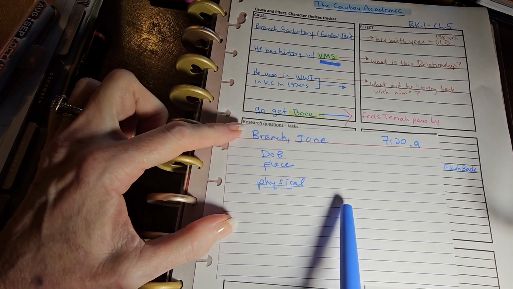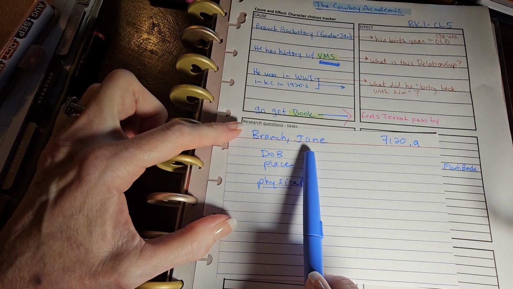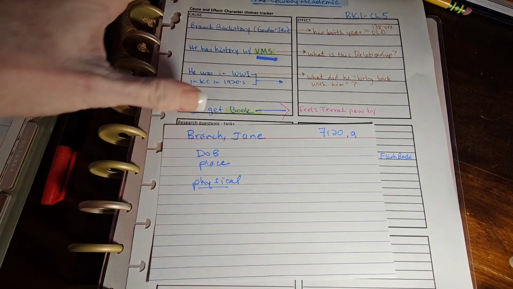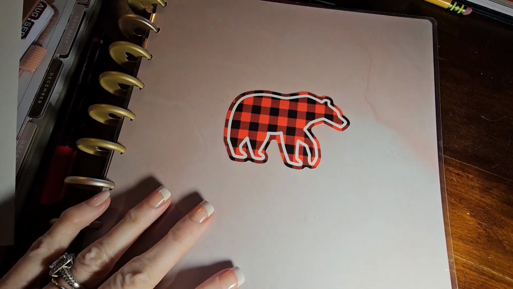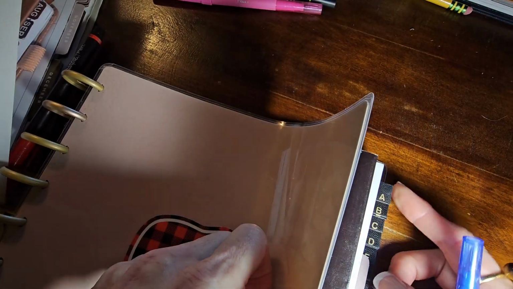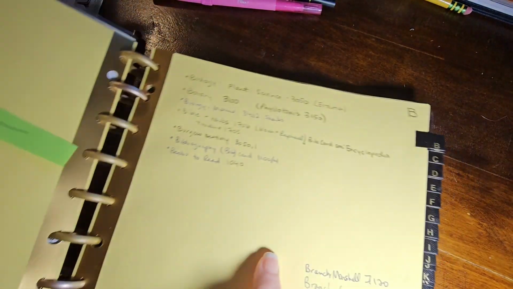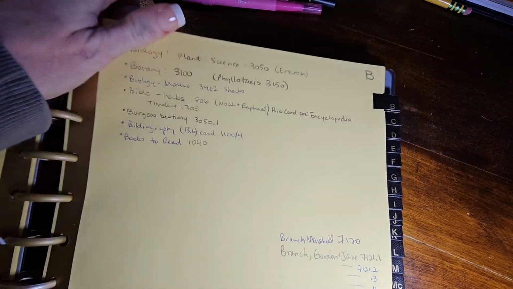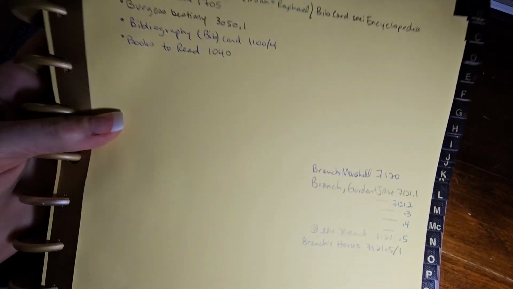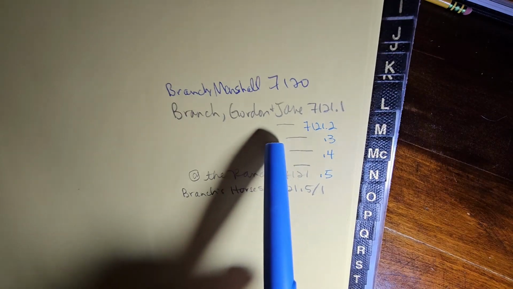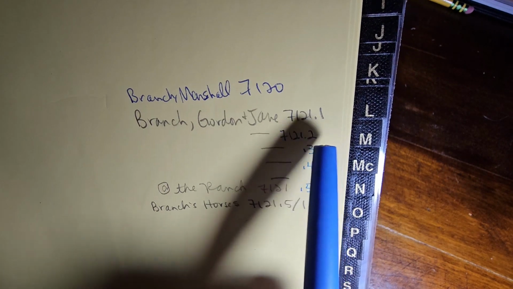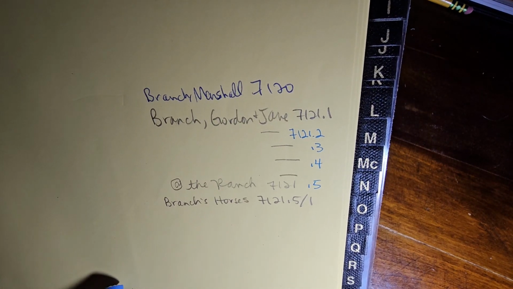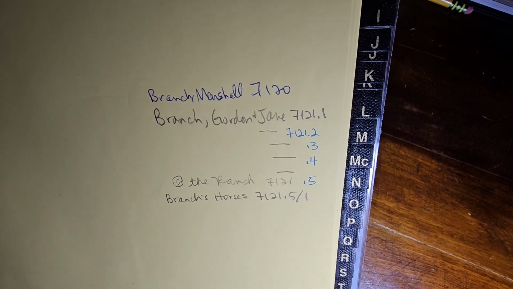So I would go next to my index under branch, Jane, and I would enter 7120.a in my index. So let's just look at it and see if it's there. I don't think it is because I've not built her out as an independent character, but let's just look. Let's go to B. Let's go to branch, right here, branch, Gordon, and Jane. Ah, what do we have here? 7121.1. I've already done that character research and I've already assigned her number.